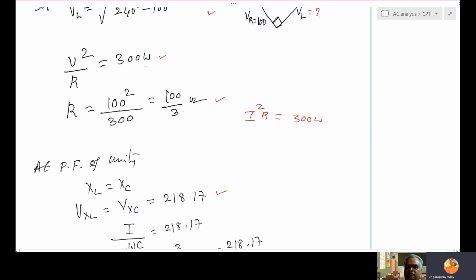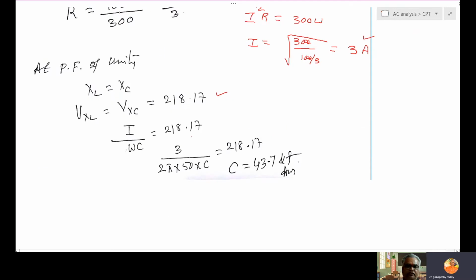V square by R is 300, I square R is also 300. So I is equal to root of 300 by resistance. Resistance is 100 by 3, under root. So two zeros will go. 3 into 3, 9. Root 9 is 3. So I is 3 amps. So that I is substituted here, 3 amps. Then omega is 2 pi f, given. C we have to find, solve for C. Like this you can do.